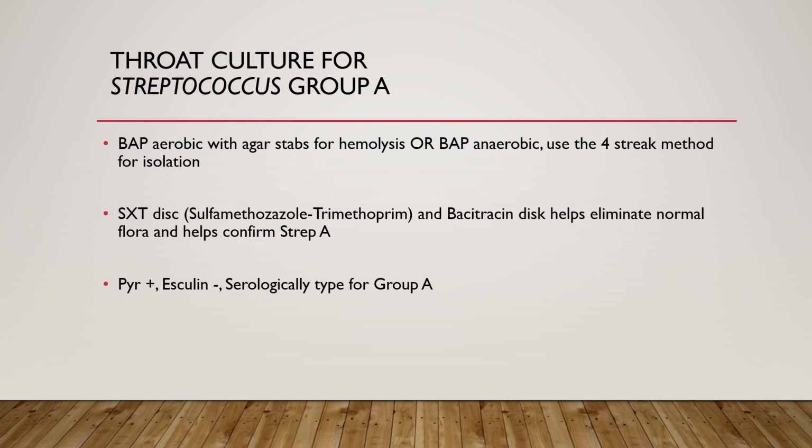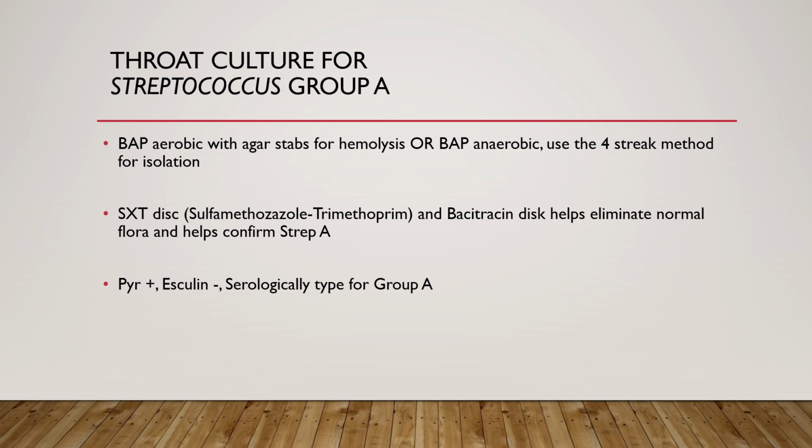The bacitracin disc is the A disc, and that helps us eliminate normal flora and helps us confirm Strep A. The bacitracin disc is called the A disc because Streptococcus pyogenes is going to be sensitive to it. Then metabolically, we can identify our Streptococcus pyogenes with the PYR test. It's going to be positive. The esculin test will be negative.